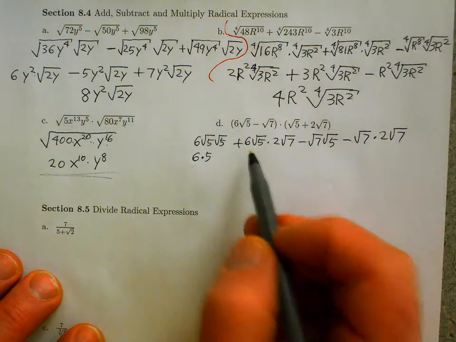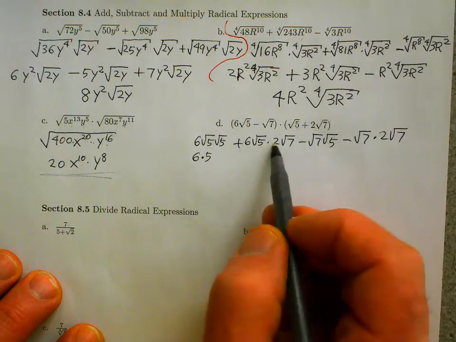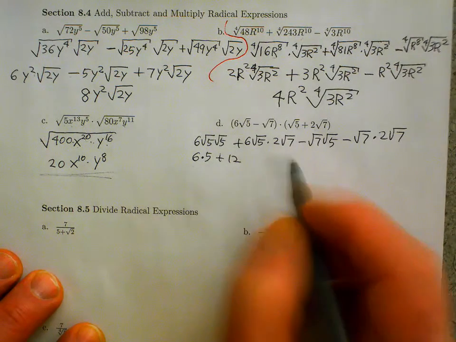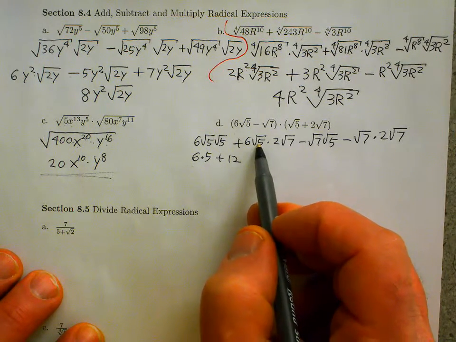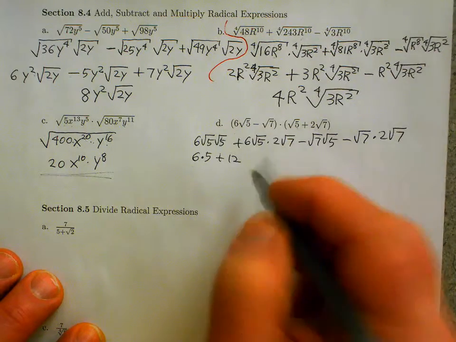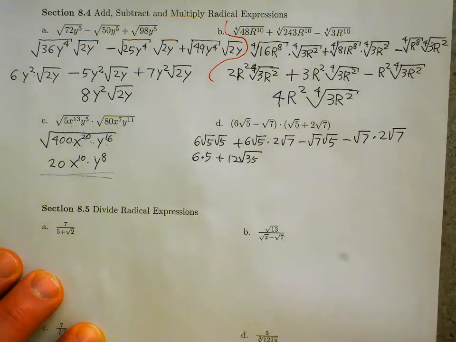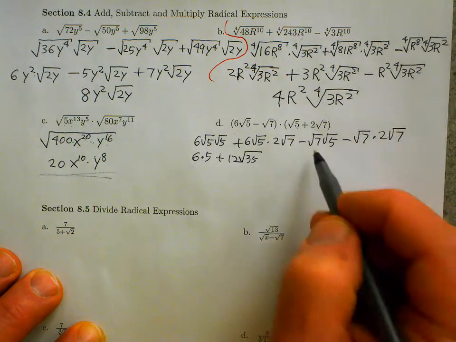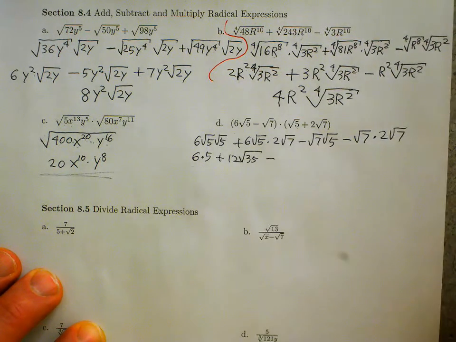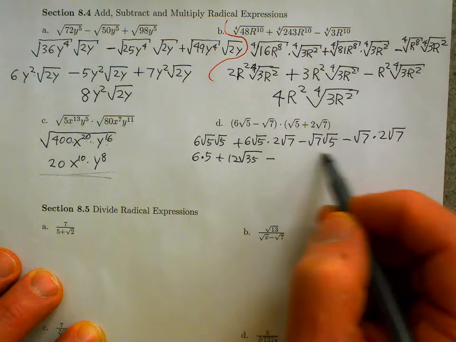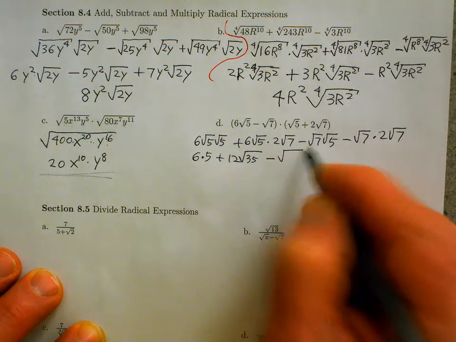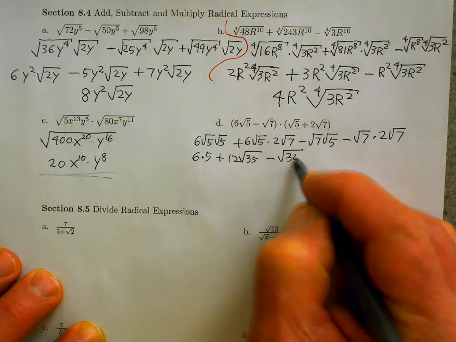Then the next term, we're adding 6 times the square root of 5 times 2 times the square root of 7. We multiply 6 times 2 to get 12. And the square root of 5 times the square root of 7 is the square root of 35, because 5 times 7 is 35. And then minus the square root of 7 times the square root of 5 is the square root of 7 times 5, or the square root of 35.